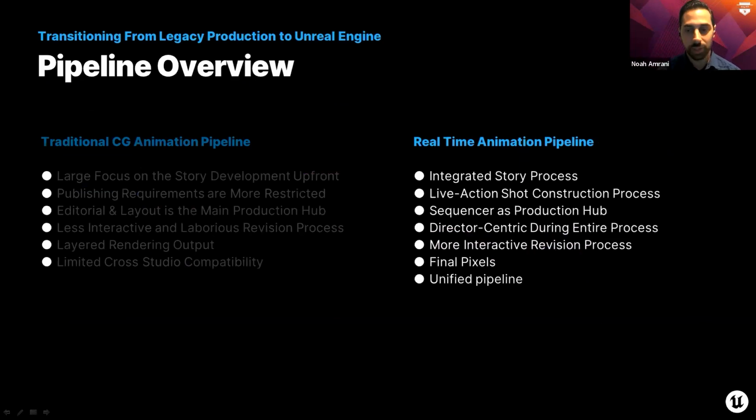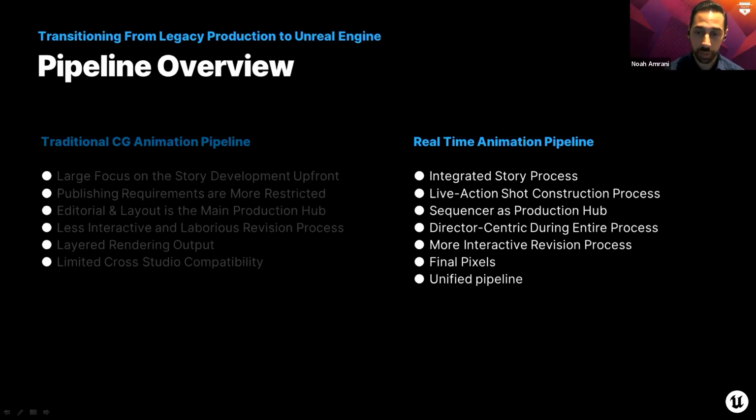So real-time animation pipeline, you have the integrated story process, live action shot construction process. You can use Sequencer more as your production hub for editing and getting an edit. To restate, we're going from the integrated story process, going into the live action shot construction process, and you're able to start using Sequencer in Unreal as your production hub. So you can start doing a lot more of the editing side of it and correctional side of it all within Unreal.